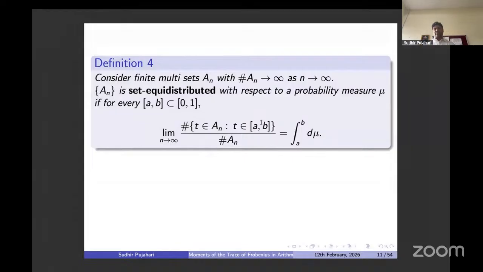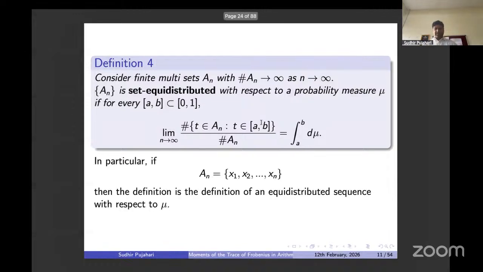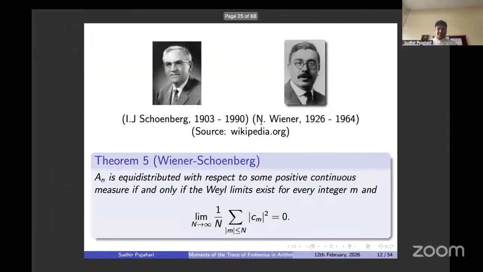This is a generalization of the earlier definition we saw, not only in terms of sets but also in terms of the measure. So earlier the length of the interval was precisely the Lebesgue measure of the interval. But now this is with respect to any probability measure. So in particular, if you choose your A_n as x_1, x_2, ..., x_n, you recover the sequence equidistribution.